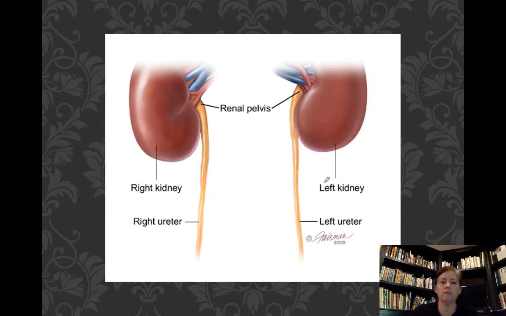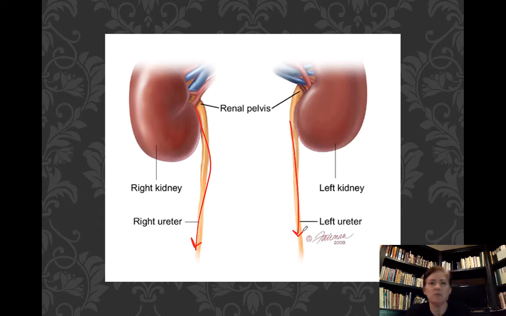Okay, and so we have a right ureter that's going to take urine from the right kidney. We have a left ureter that's going to take urine from the left kidney. And these guys, they're not just passive tubes. They actually have smooth muscle embedded in the walls of those tubes. And so they actually contract, and they're going to propel the urine down to the bladder. So we call that process peristalsis.